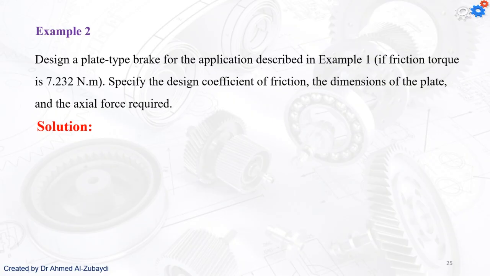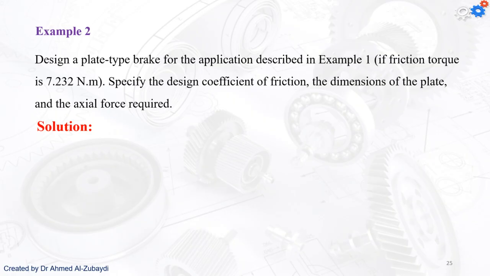Okay, example number 2 is going to be for the design of a plate type brake for the application described in example number 1. If the friction torque is 7.232 Newton meter, specify the design coefficient of friction, the dimensions of the plates, and the axial force required.